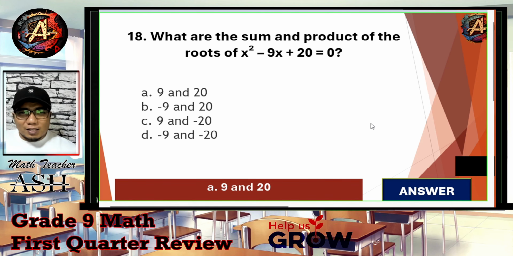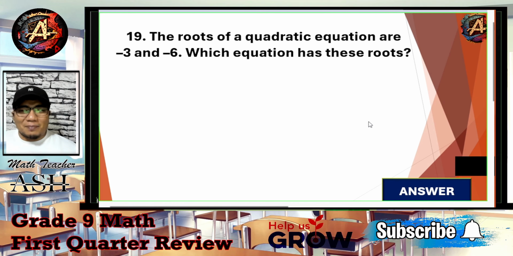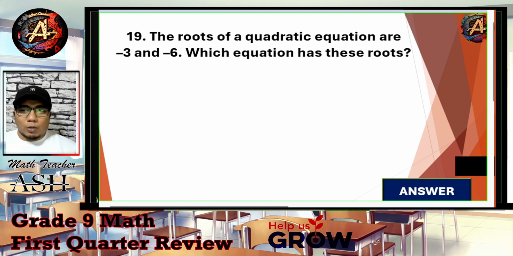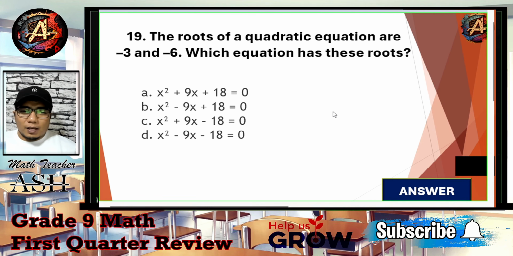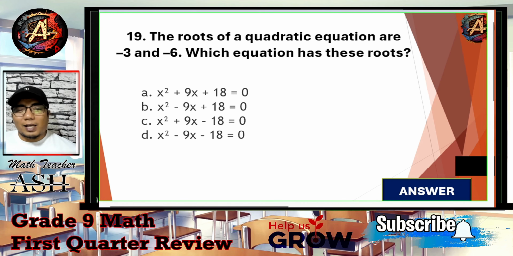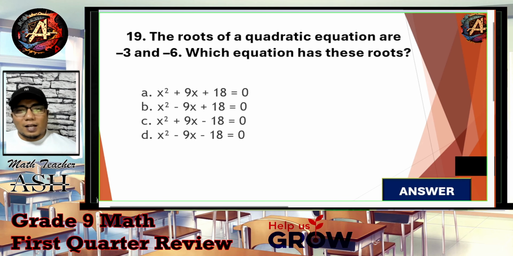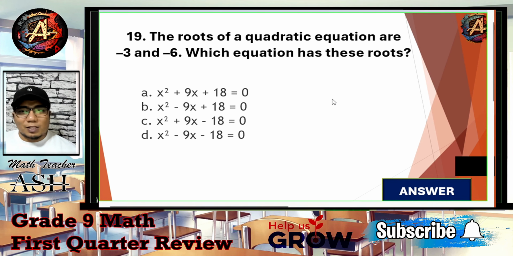Alright, now let us go to question number 19. The roots of a quadratic equation are negative 3 and negative 6. Which equation has these roots? Is it A, x squared plus 9x plus 18, B, x squared minus 9x plus 18 is equal to 0, C, x squared plus 9x minus 18 is equal to 0, or D, x squared minus 9x minus 18 is equal to 0? I'll give you 5 seconds to think about your answer.